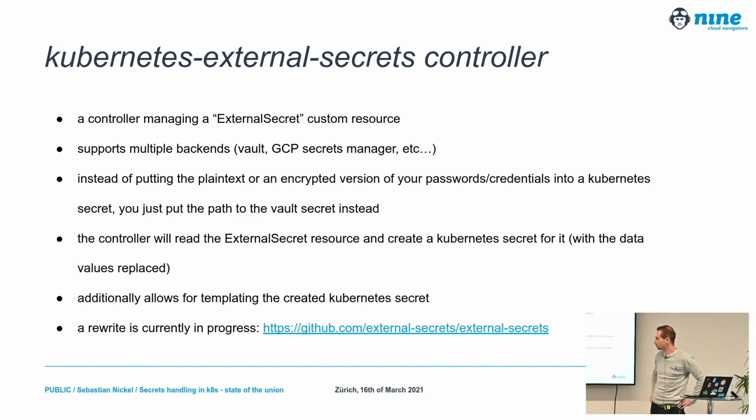So you have an external secret resource. It's similar to a sealed secret from a CRD standpoint: you have a custom resource. It supports multiple backends, so it can read the secret from Vault and also from, for example, GCP Secrets Manager. Instead of putting the plain text or an encrypted version of your password or secret into Git, you just specify the path in Vault for your secret in your external secret. Then you create the external secret, the controller will fetch the content from Vault, and then it will create a Kubernetes secret with the real content it fetched from Vault.